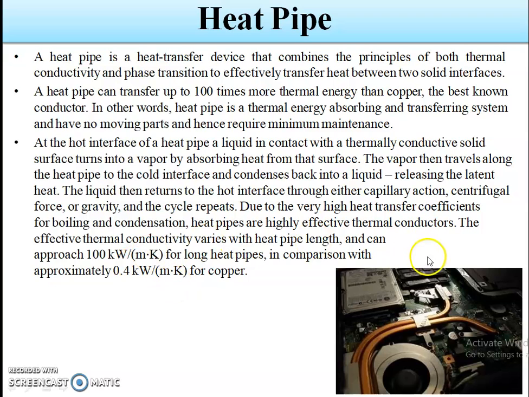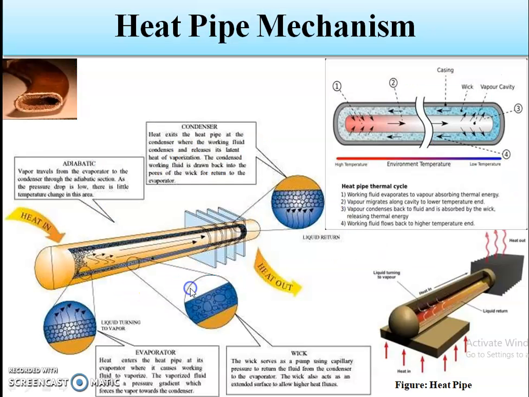The effective thermal conductivity varies with the heat pipe length and can approach 100 kilowatts for long heat pipes, in comparison with approximately 0.4 kilowatts for a copper pipe.